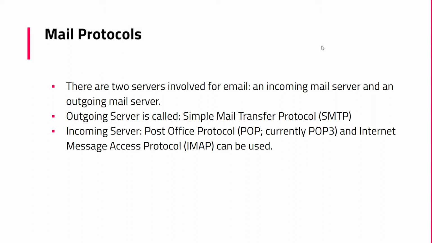So let's talk about mail protocols. Mail is broken down into, realistically, 3 different protocols. And there are 2 servers involved for mail: an incoming mail server and an outgoing mail server. The outgoing server uses SMTP, the simple mail transfer protocol. SMTP is the outgoing. But when we talk about an incoming mail server, there are 2 methods. We have POP, currently POP3, so level 3, or we use IMAP.